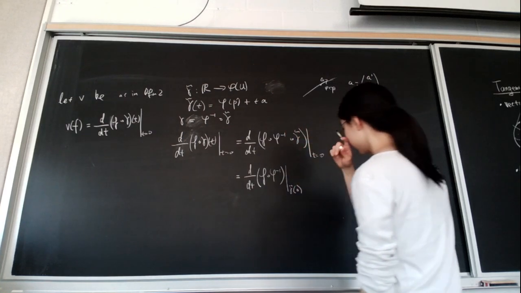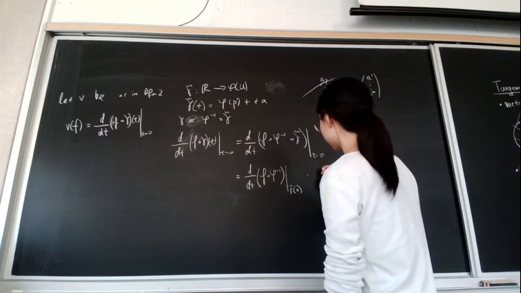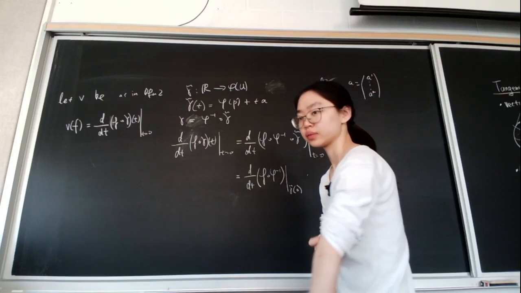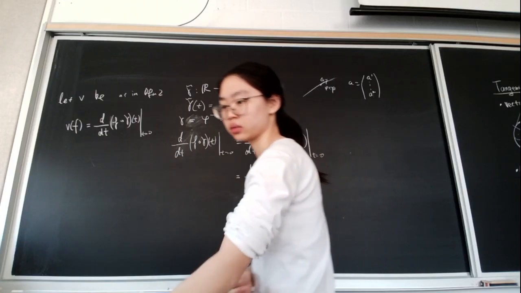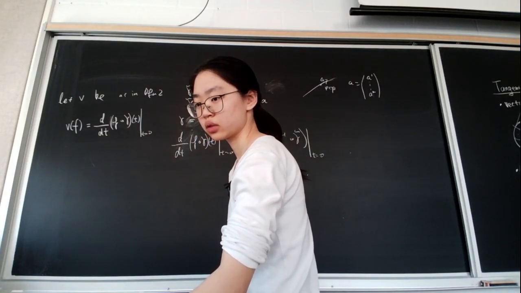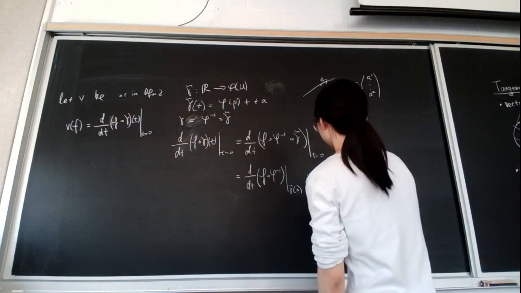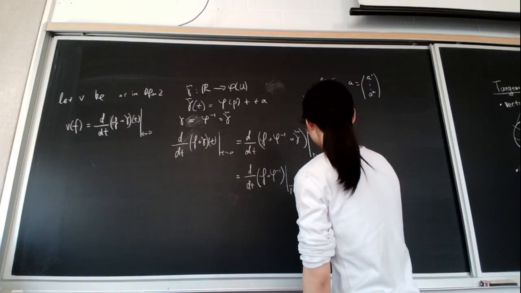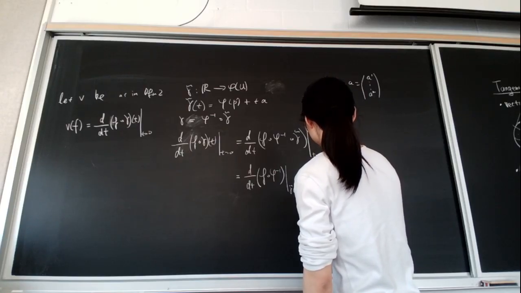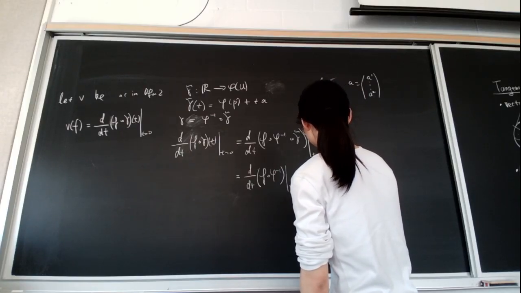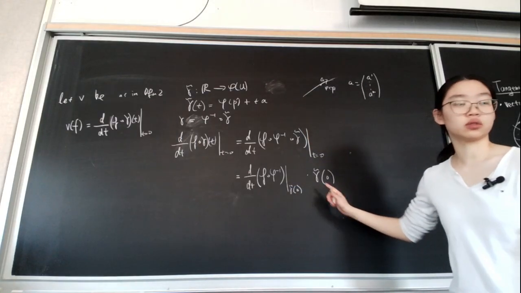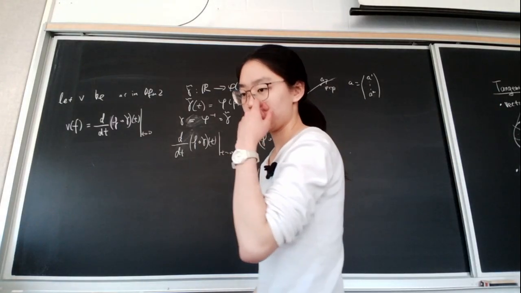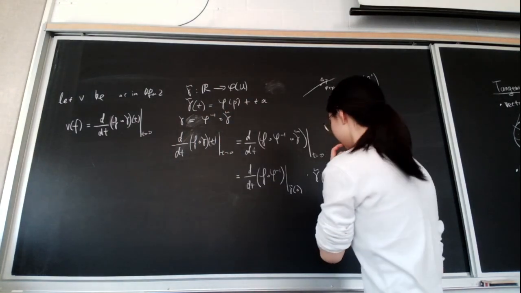Zero times... wait. Oh yes, times gamma tilde of 0, because gamma is linear, so the derivative is itself.